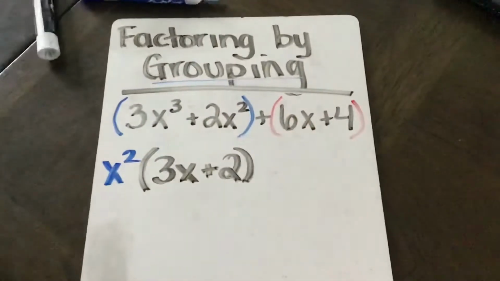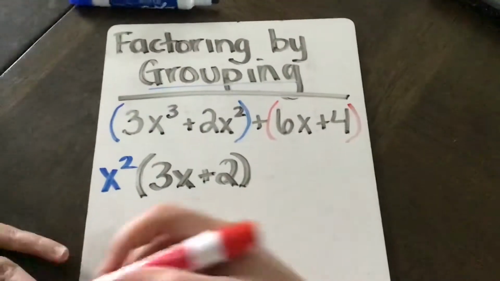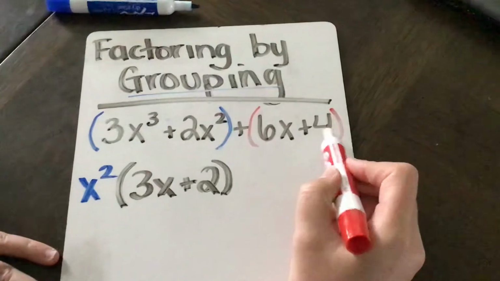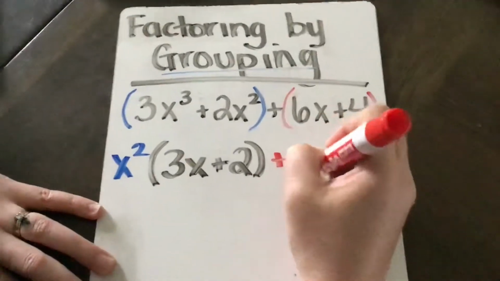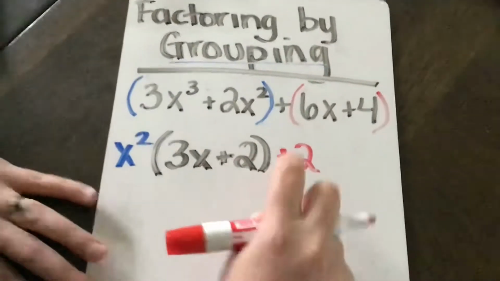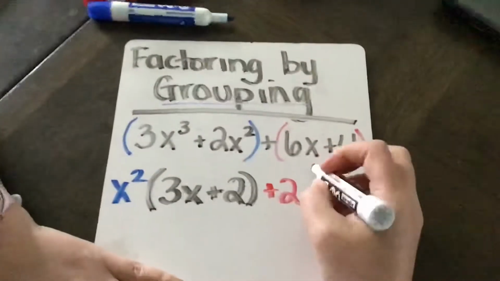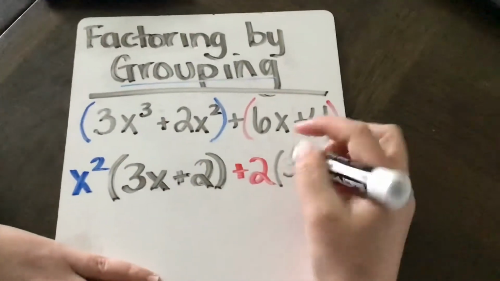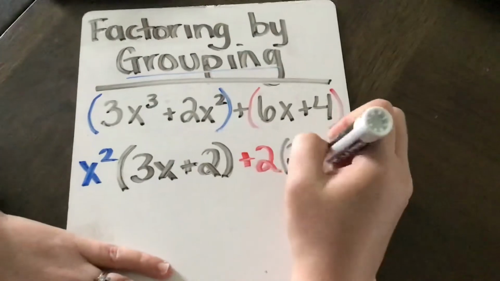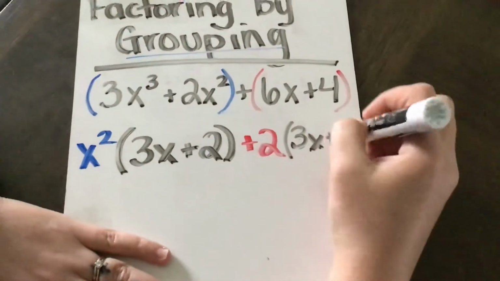And then I'm going to do the same thing here. So here if I look, they both don't have x's, so I can't take an x out. But if I look at the numbers, I've got 6 and 4, and 2 goes into both of those. So since this is a plus here, I leave my plus there. And then when I divide this by 2, so I'm factoring that 2 out, I get 3x. And when I divide 4 by this 2 I'm taking out, I'm left with 2.